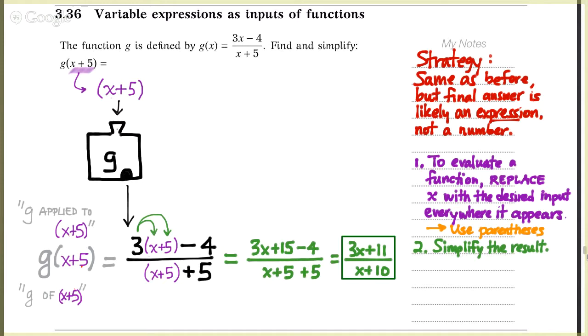So because g of x was 3x minus 4 over x plus 5, g of x plus 5 is 3(x plus 5) minus 4 over (x plus 5) plus 5. Making that substitution and making sure to hug that x plus 5 input with parentheses gives us an expression which we can then simplify to figure out the most simple expression for the result of applying the function g to the input x plus 5.